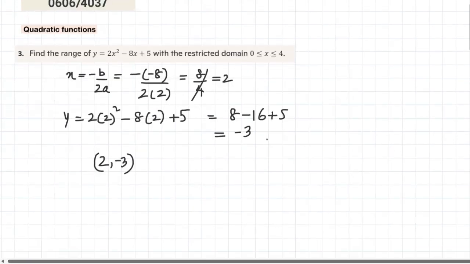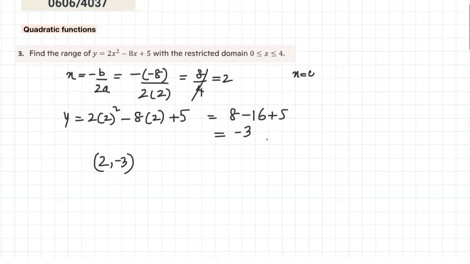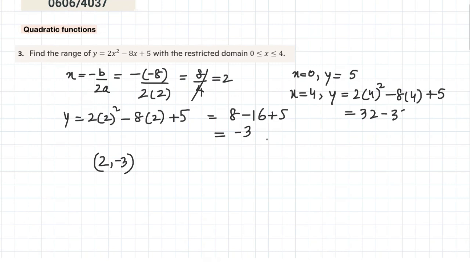And now I need to check when x is 0, what is y? y is going to be 5. When x is 4, what is y? 2 times 4 squared minus 8 times 4. I'm substituting x back into the given function. So 16 doubled is 32, minus 8 times 4 is 32, plus 5. So we just get a positive 5.